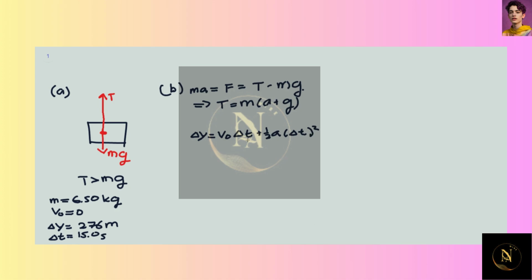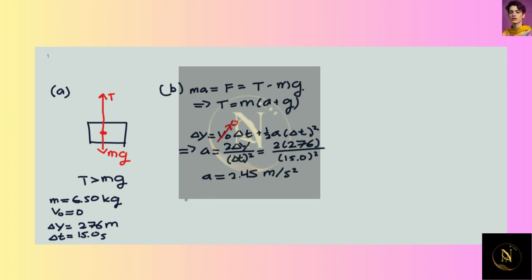Let's use this kinematics equation, and we know that we're beginning at rest, so the initial velocity is equal to 0. Now we can back out the acceleration from here: 2 delta y over delta t squared. Plug in numbers: we have 276, and down here we have 15 seconds. We've now solved for the acceleration, which is 2.45 meters per second squared.